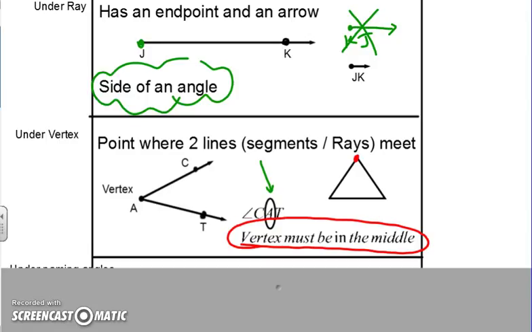Anybody need a stapler? Okay, so we have vertex CAT. Or I can name that angle TAC. But the A has to be in the middle. That is not angle ATC. Are you with me? Yes. T is not the vertex. That's not your shared coordinate.